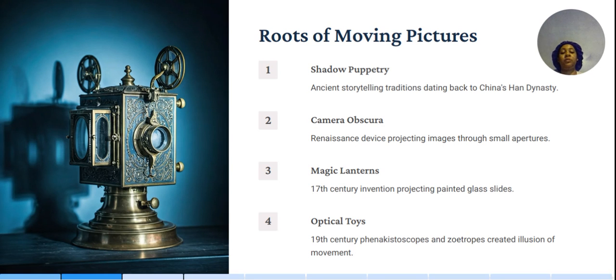Magic lanterns had stained glass paintings which look incredible, really. And optical toys that create the illusion of movement, which some people would class as moving image or stop motion, like animation for example, but I would call it moving image still, because of how it was created for images to move.